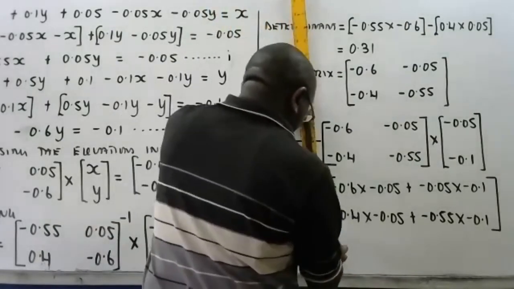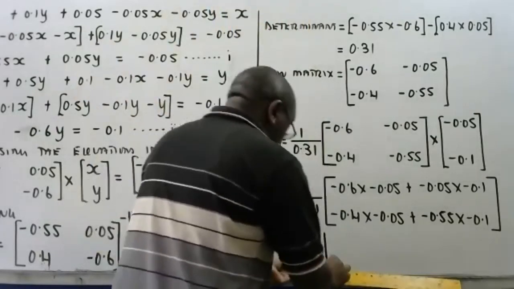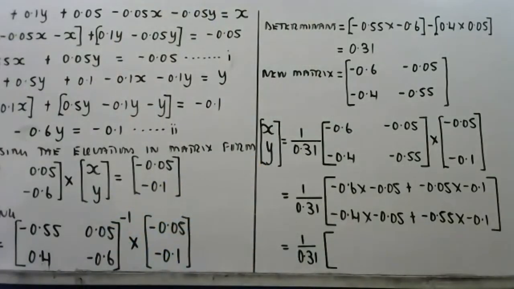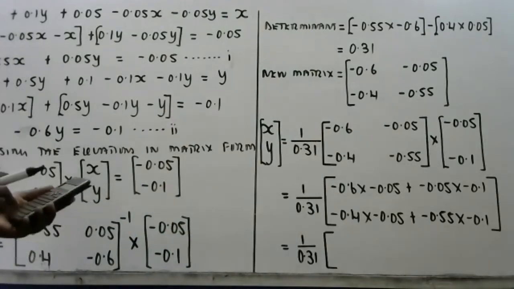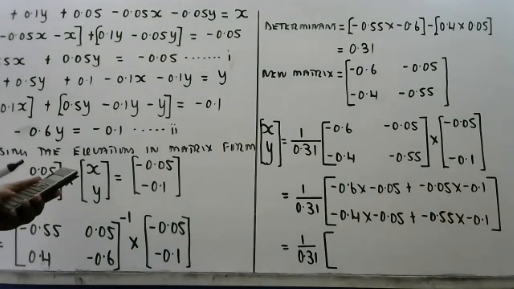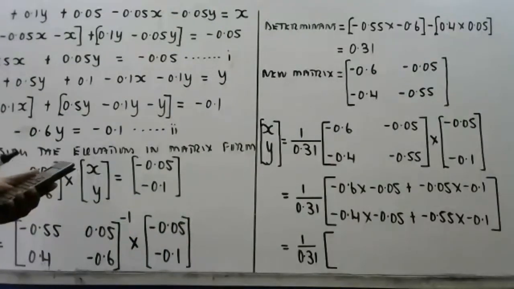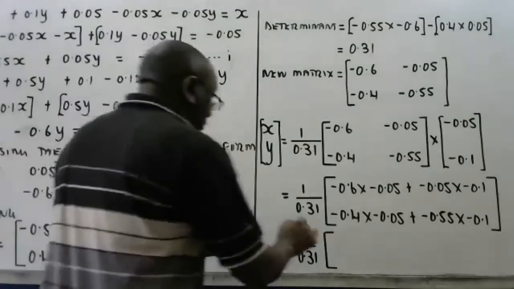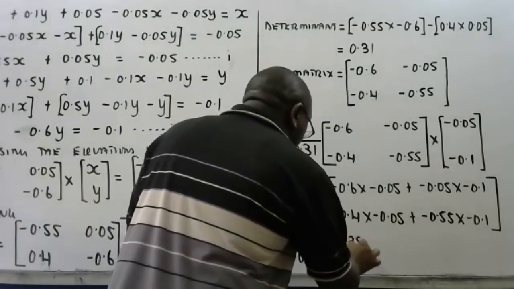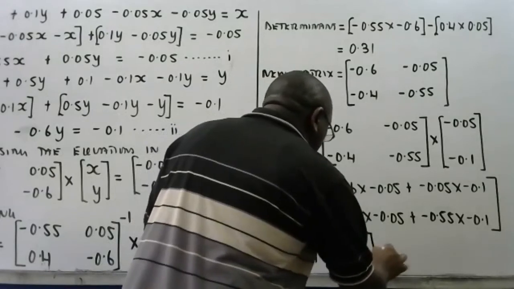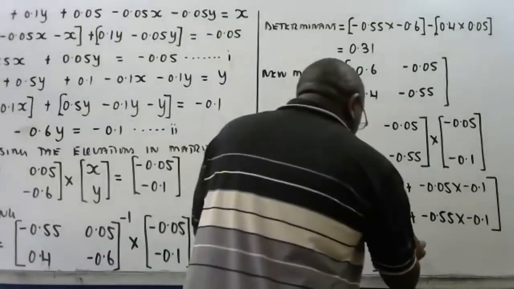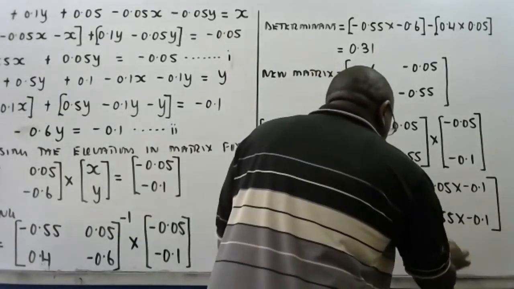1 out of 0.31. So we take those values and have minus 0.6 times minus 0.05 plus minus 0.05 times minus 0.1. It is 0.035. And that one you divide by this 0.31. So you divide by 0.31, and I get 0.1129.